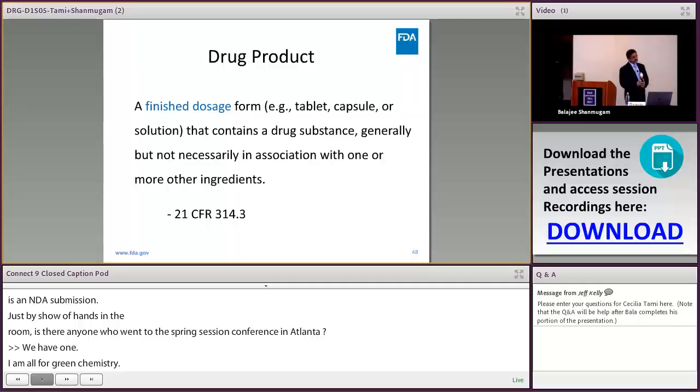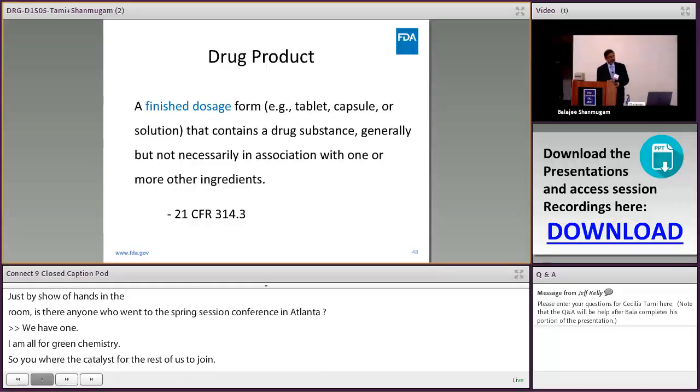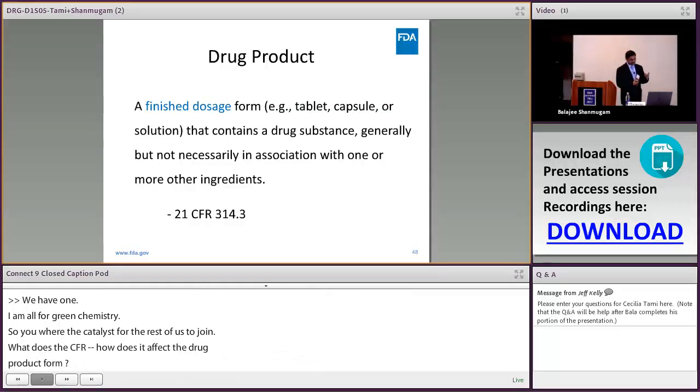So what is the CFR? How does the CFR define a finished dosage form? It's a tablet, capsule, we'll be talking about it a little in a slide from now, that contains a drug substance generally, but not necessarily in association with one or more other ingredients. I came to appreciate that when I started doing the reviews, and I have a slide typically about a phase 1 manufacturing for a solid oral.